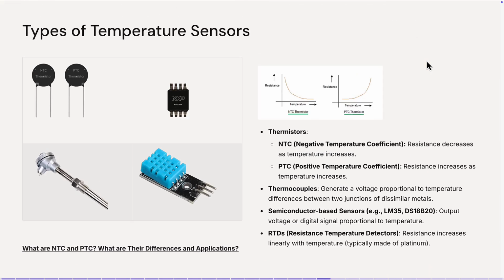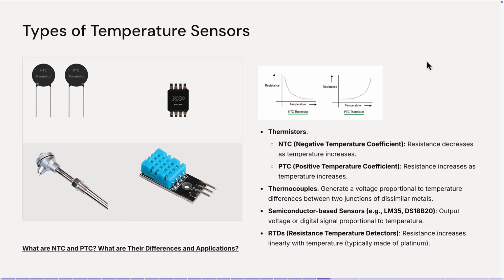What's the use of the thermocouple? Yeah, all of them are for temperature, but they use different technology. Of course, this will impact the accuracy, the response time, and the linearity. Every type of sensor will have different characteristics.